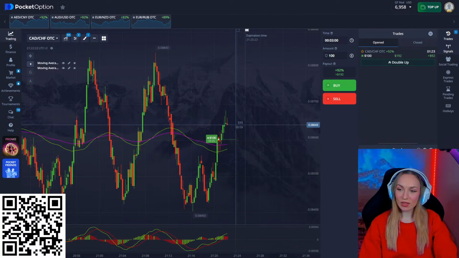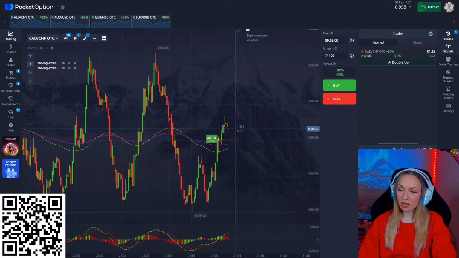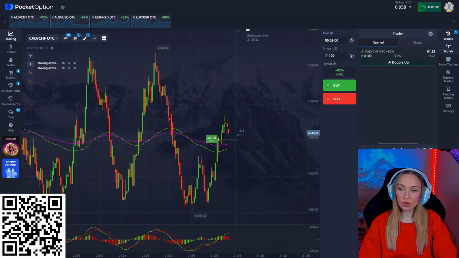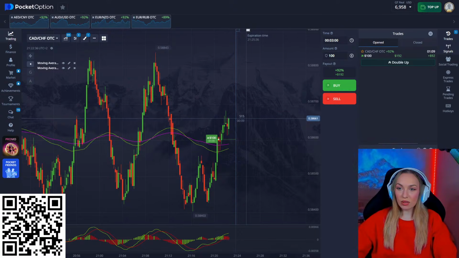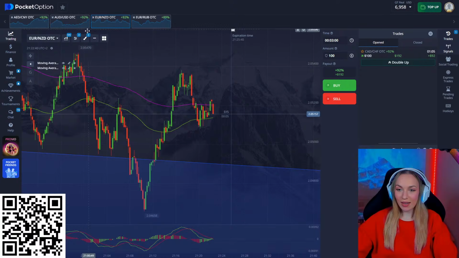Okay, for now it looks good, but we're waiting for 1.5 minutes, which is kinda a lot for this chart because it has a lot of volatility. The price moves super fast, and yeah, I don't like looking at this point. I prefer not to know.